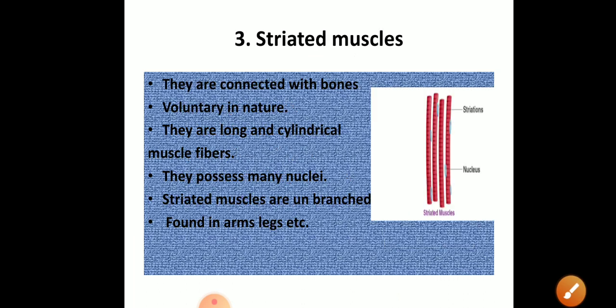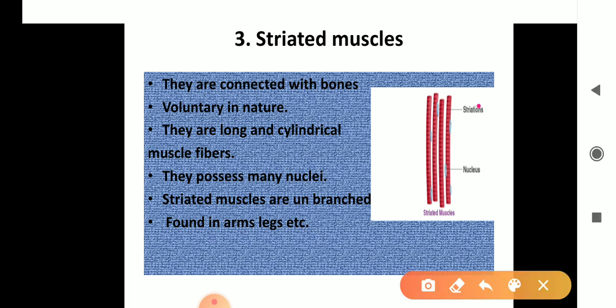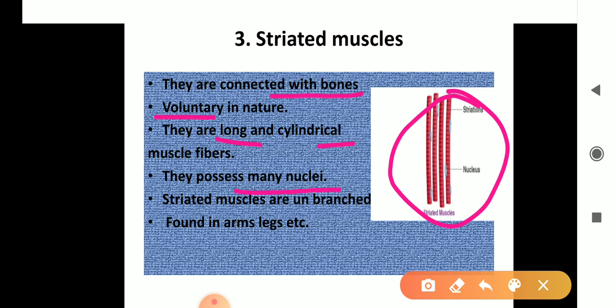Now see the next one. Next is striated muscle. Striated muscles are found in bundles. I can give you one example: your biceps and triceps. In your arm, biceps and triceps are examples of this type of muscle. They are directly attached to the bones, which means they are responsible for the movement through the bones. They are long, cylindrical, voluntary, connected to the bones, and they possess many nuclei. In one cell, in one fiber, there are many nuclei. Because there are bands of light and dark color, it is called the striated muscle.